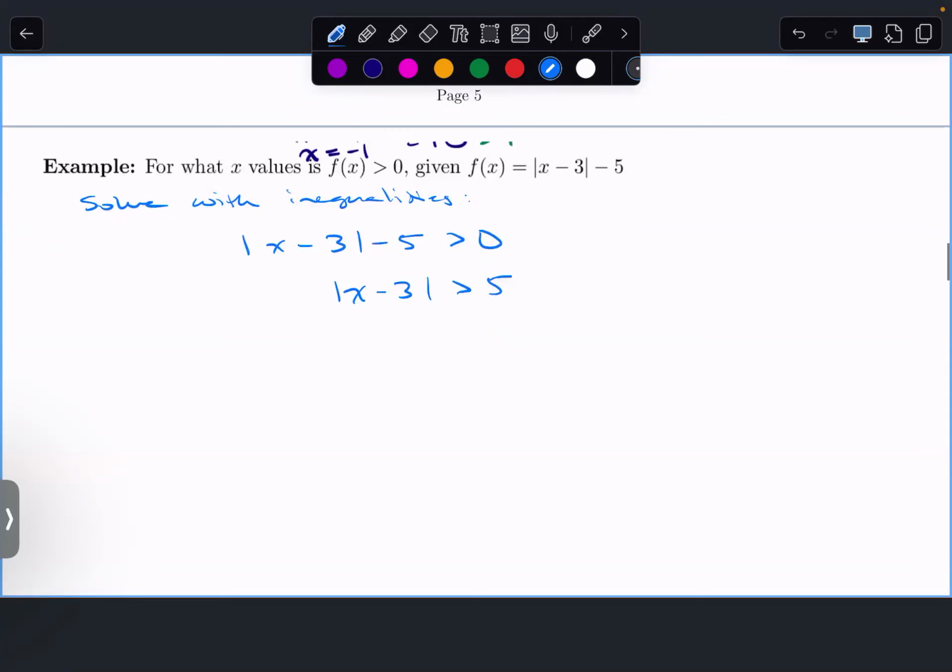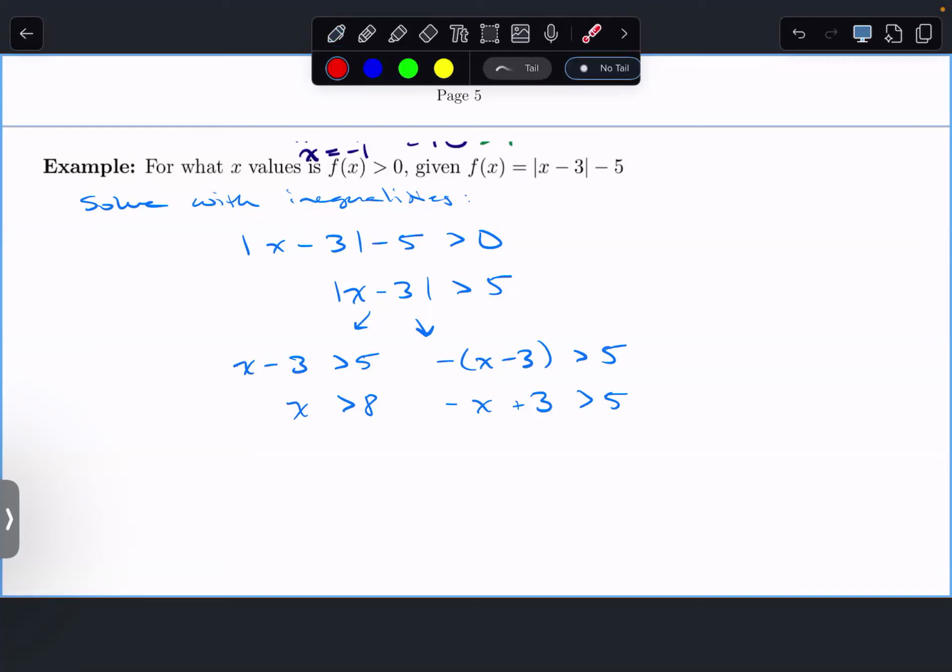which means that x minus 3 has to be greater than 5, which means x has to be greater than 8. I'm adding 3, so that's safe. And negative x minus 3 has to be greater than 5. This is where it gets a little bit trickier. Negative x plus 3 has to be greater than 5.